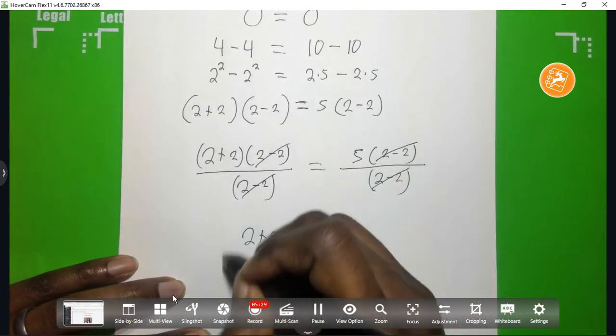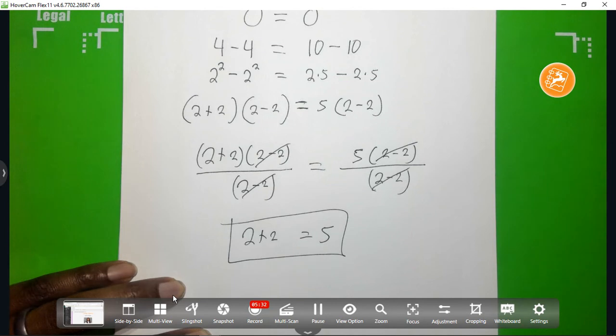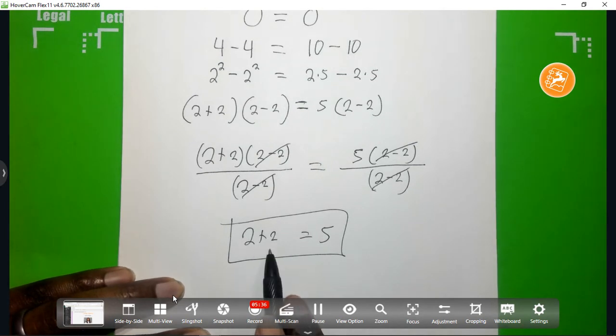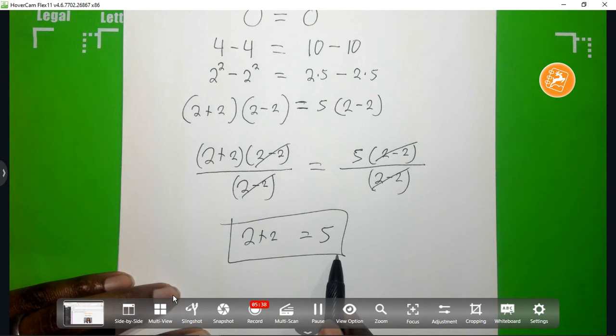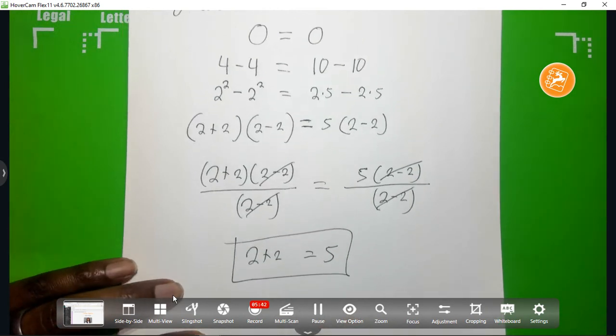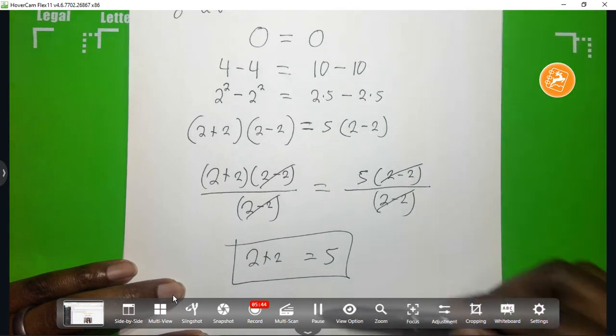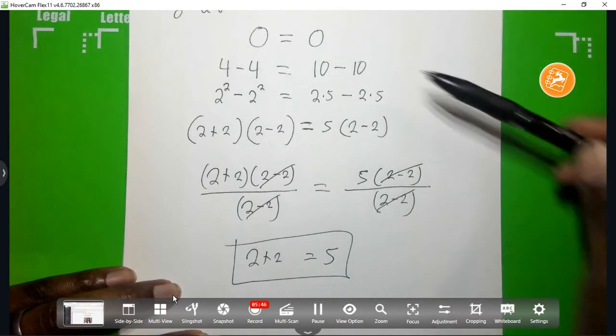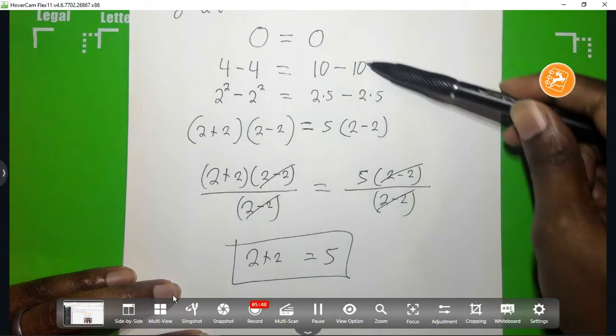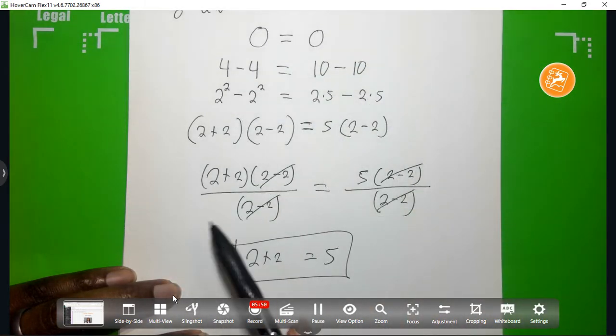equals 5. Okay, so what's wrong? Obviously something is wrong here because 2 plus 2 is not equal to 5. 2 plus 2 is equal to 4. So obviously somewhere along this process we have made some mistakes. Well, we've checked everywhere, 0, 0, all the way down, and then we cancel out.